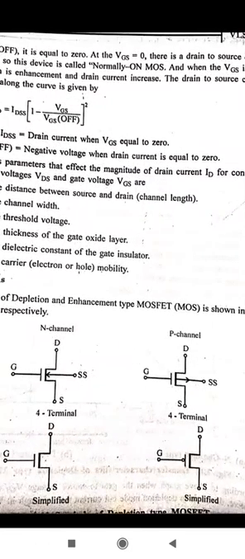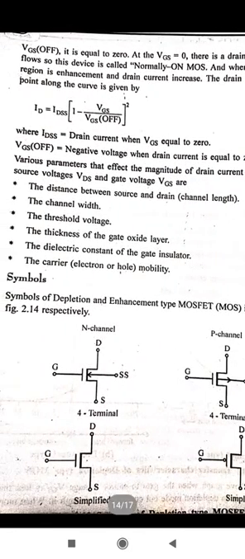But our drain current basically depends on the drain to source voltage and the gate to source voltage, because ID is a function of both VGS and VDS. So it depends on different things. First, I will explain the distance between the source and drain, which is called the channel length.